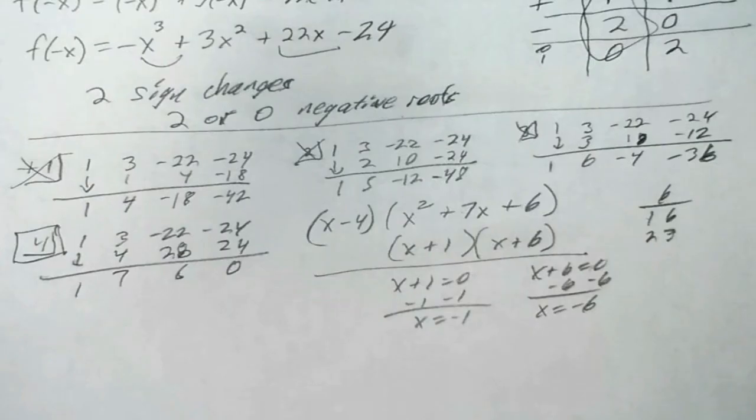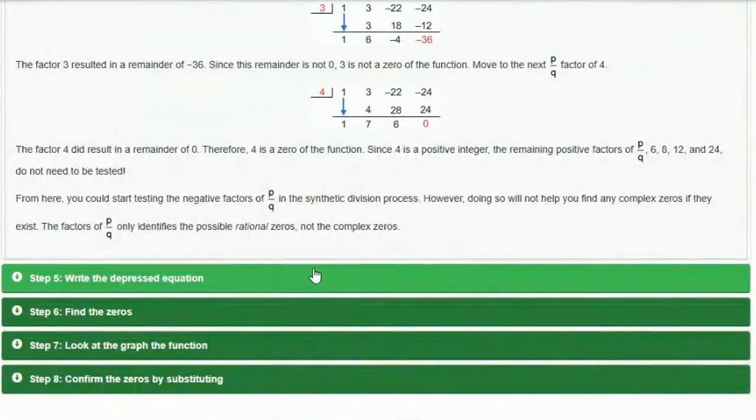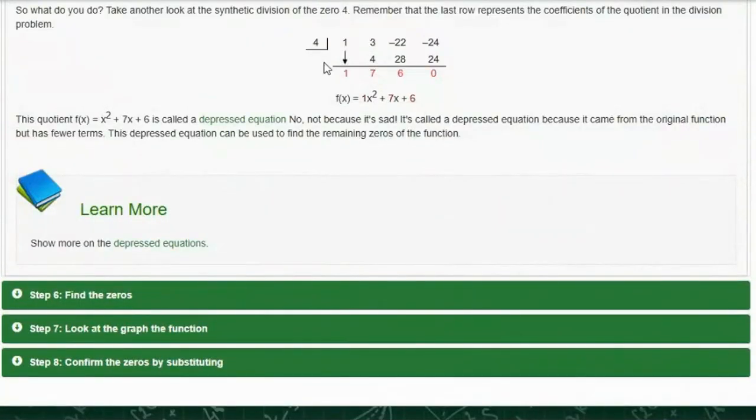Let's see what they talk about here. They said, write the depressed equation. So when you factored out the 4, you have 1, 7, 6 with the remainder 0. So we put that back into an equation. These are the coefficients, 1, 7, and 6: 1x squared plus 7x plus 6.